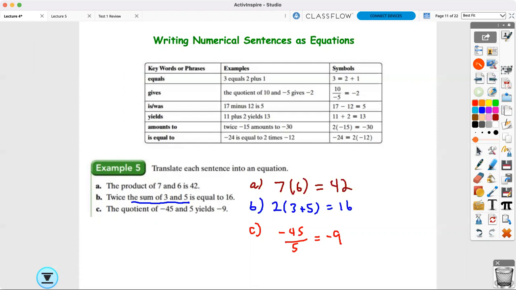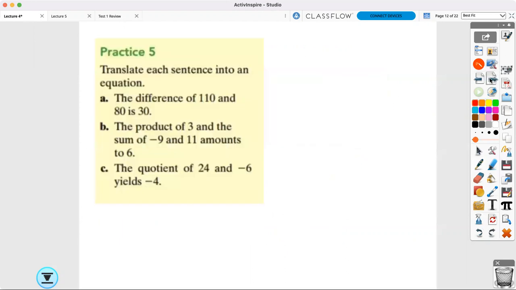All right, are there any questions on what I did for example 5? Any questions at all? All right, here is your next set of practice problems. Practice 5. I'll give you 4 minutes on these.